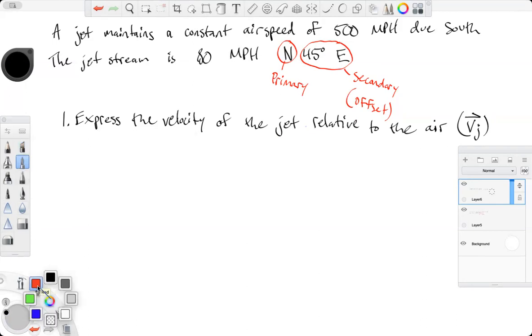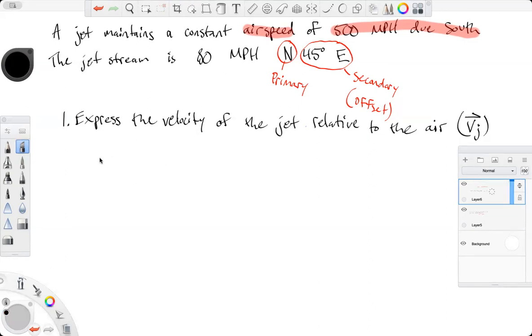So this tells us that the jet maintains a constant airspeed of 500 miles per hour due south. Now, the reason that I highlight airspeed here is this is giving us our frame of reference, right? So it's saying the jet flying in the air is 500 miles per hour due south. So this is just like your friend paddling in the river, right? So the frame of reference is in the river, you're looking at your friend paddling. So in this case, we're in the air watching the jet fly. And so it's 500 miles per hour due south.